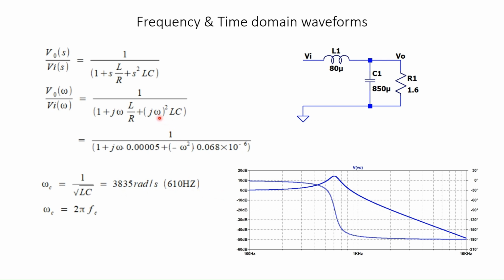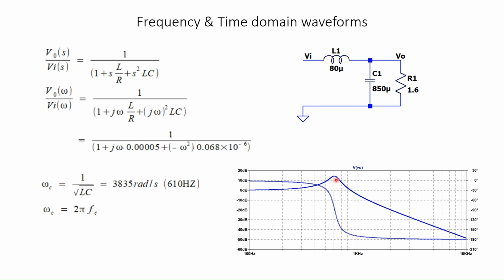When omega is 1 over root LC, this term will become minus 1, and 1 minus 1 becomes 0, and only this term is left in the denominator. For high R, this value is very small, and then 1 over that value will be very high. So at 1 over square root of LC, we can see a peaking in the magnitude plot.